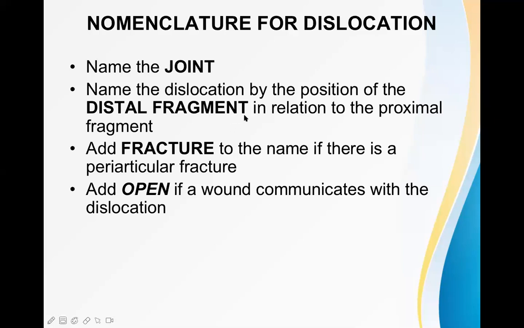The distal fragment in case of the shoulder joint is the head of the humerus, and the proximal fragment is the glenoid fossa. So if the head of the humerus is present anterior to the glenoid fossa, we call it anterior dislocation. If it is present posterior to the glenoid fossa, posterior dislocation. If it is present inferior to this, inferior dislocation. Let's take the example of the hip joint now. In case of the hip joint, the distal fragment is the head of the femur and the proximal fragment is the acetabulum. If the head of the femur has come out anterior to the acetabulum, we call it anterior dislocation of the hip. If it goes backside, we call it posterior.